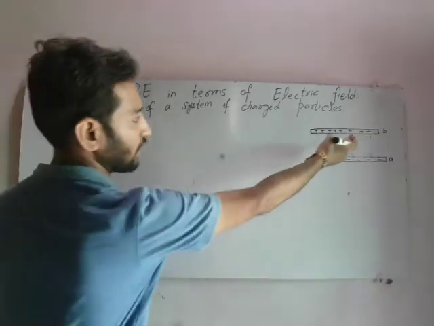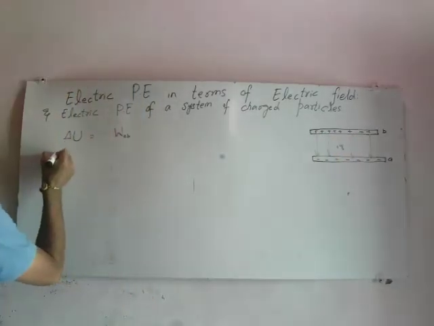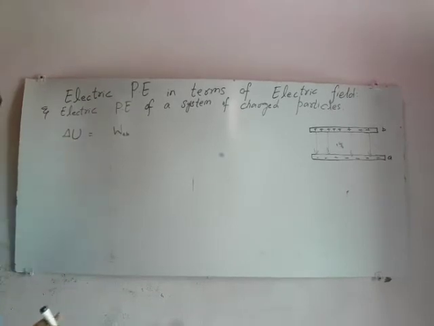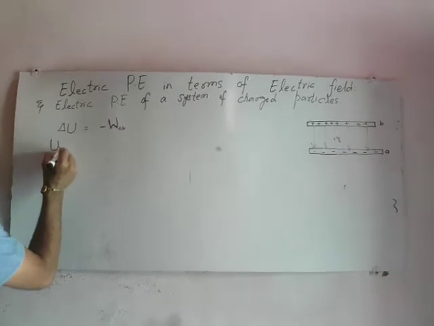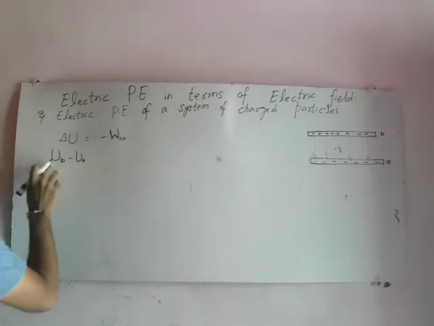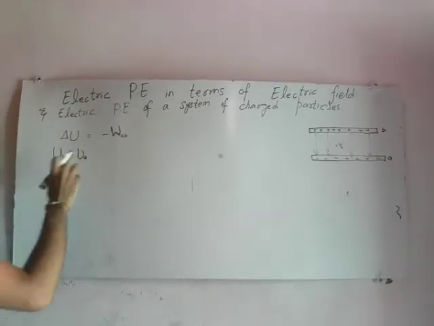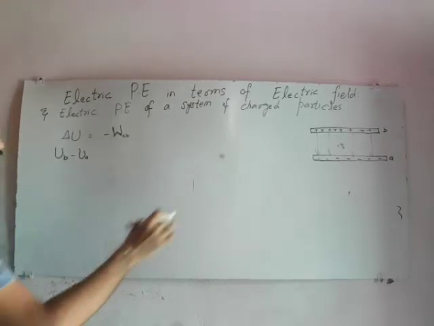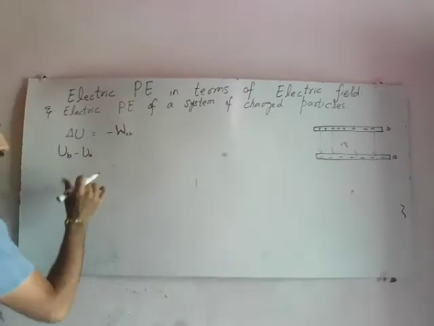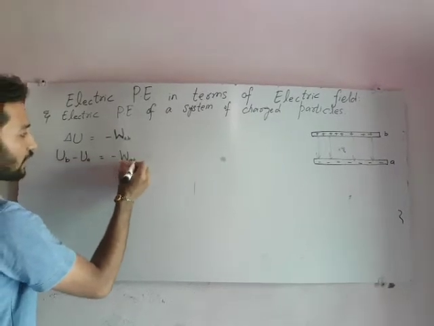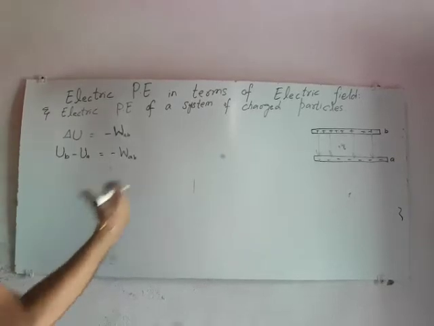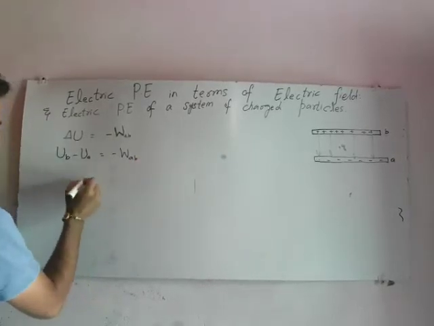Suppose the energy, and their difference will be UB minus UA. UB is the energy at the B plate and UA at the A plate. It will be equal to the negative of the work done, because this work is done against the direction of the electric field.